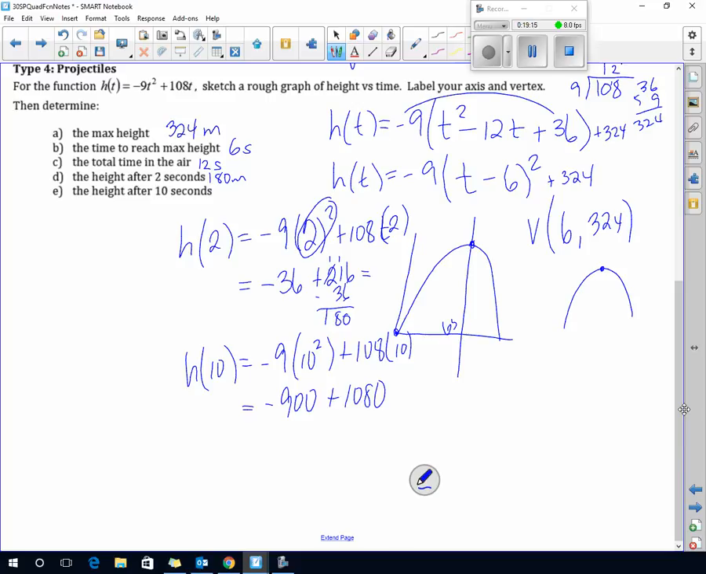Why would that be both the same? So if this is 12 seconds here and this is 2 seconds in, does that make sense that it would be at the same height at 10 seconds? Because it's a mirror image. You didn't even have to use that if you figured that out.